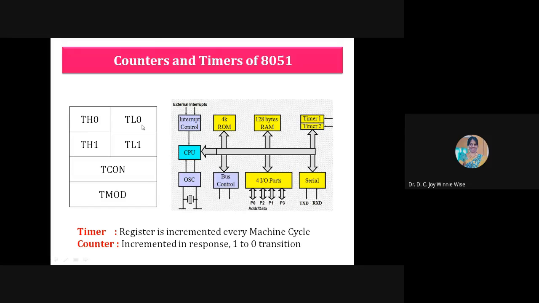Suppose we are going to represent a time that is more than 8 bits, we know we need more bits. At that time, we can go for this TH0. So 8 bits will be loaded here, and if the counter value is more than 8 bits, you can go for this TH0. Like this, if we have another application, we can use timer 1 also. So this is for timer 0 and this is for timer 1.